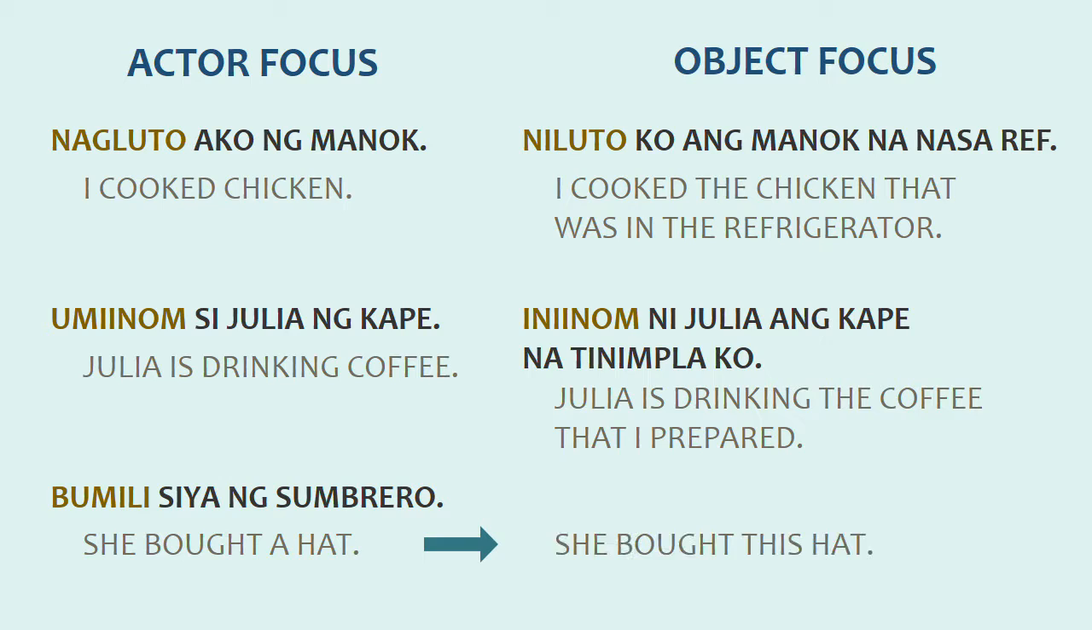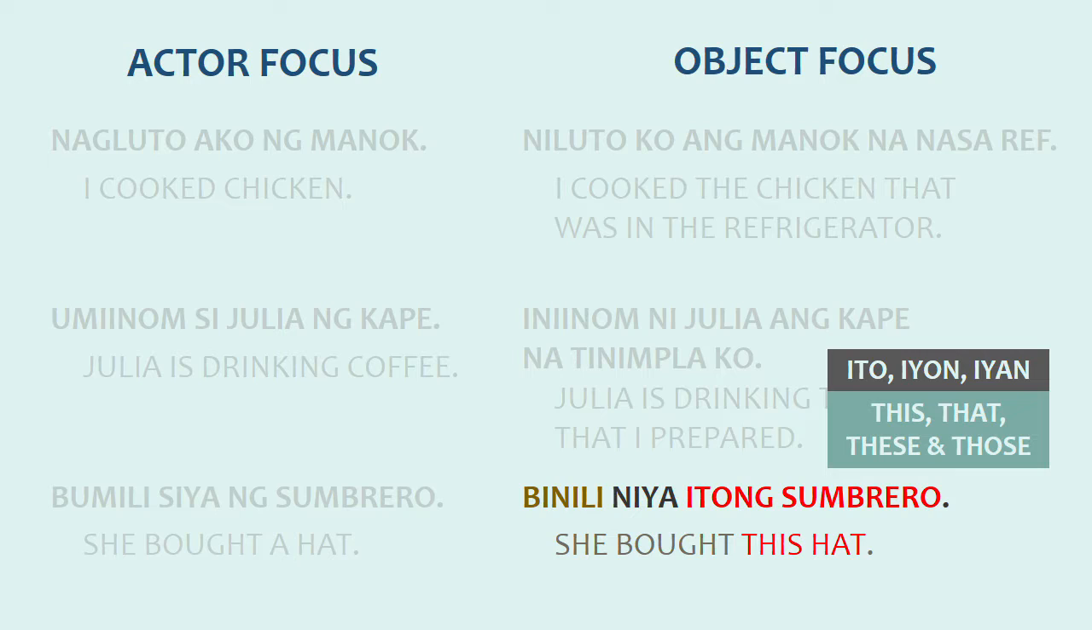Next, she bought this hat. Binili niya itong sombrero. I am being specific because I used this or itong. It's not just any hat. It's this one in particular, itong sombrero. So when using ito, iyon, iyan, or this, that, these, and those on the receiver of the action, you are being specific. So you should use object-focused verbs.